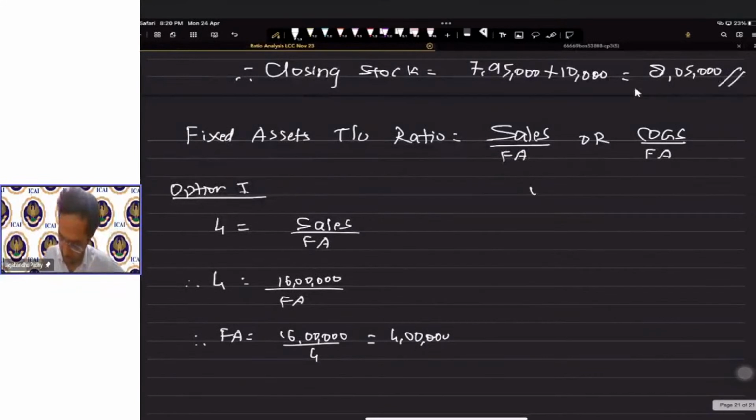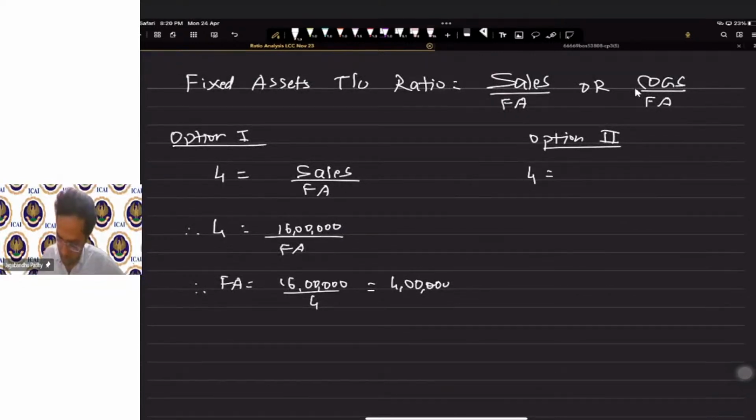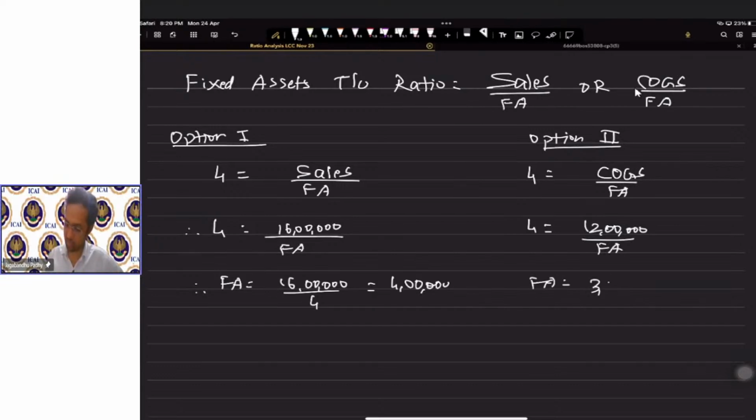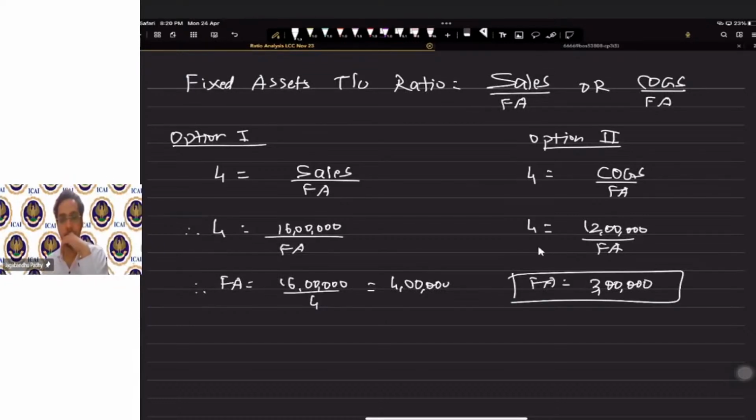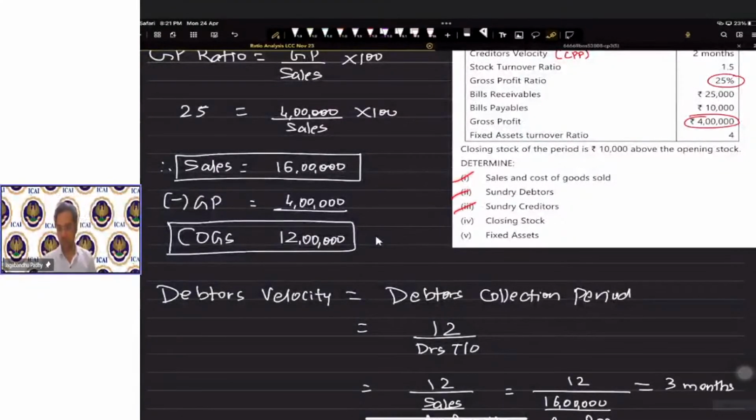And if you go for the second option, wherein you are using COGS, then you say that 4 is equal to COGS upon fixed asset. So that's essentially 4 equal to 12 lakh divided by fixed asset, and fixed asset in that scenario is going to be 3 lakh. Okay, so fixed asset is 3 lakh. So I think we've done all the numbers for this question. Yes, we have done all the numbers.